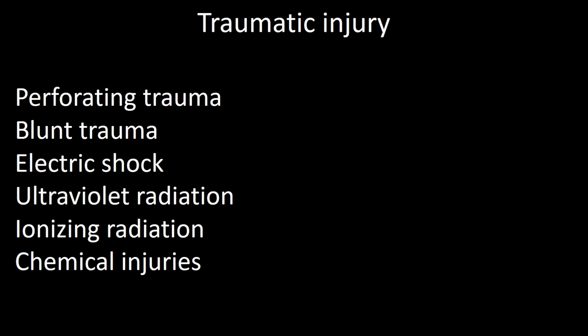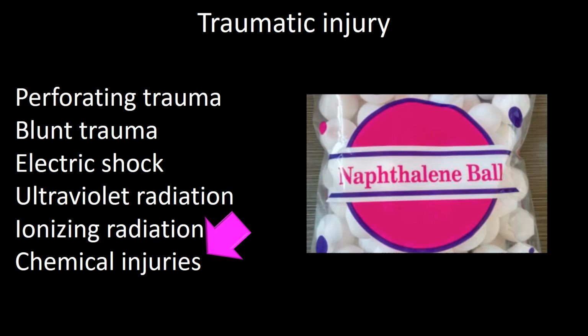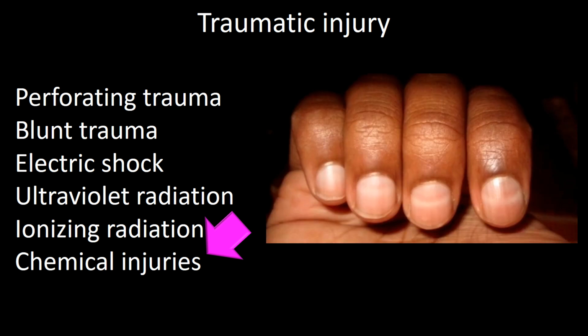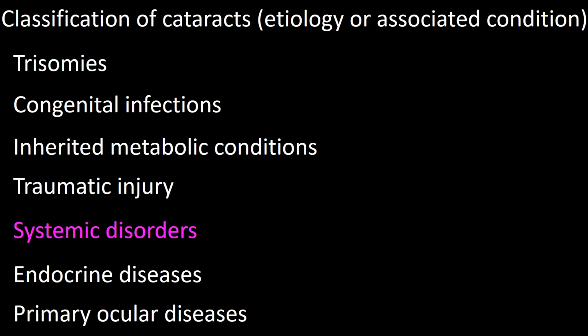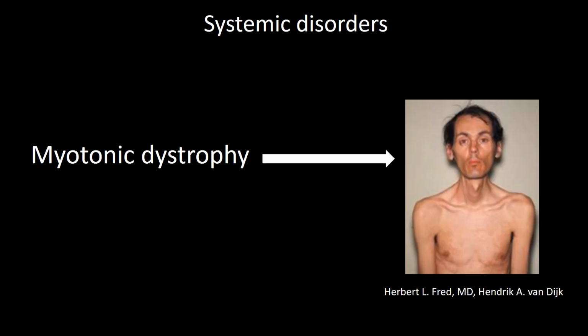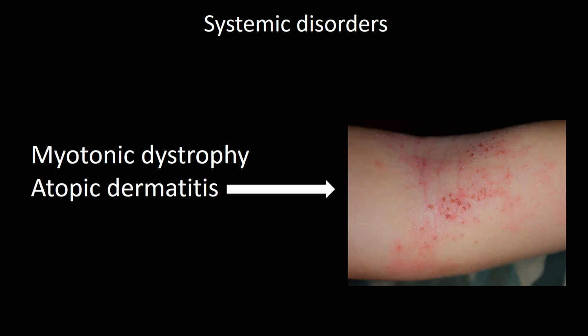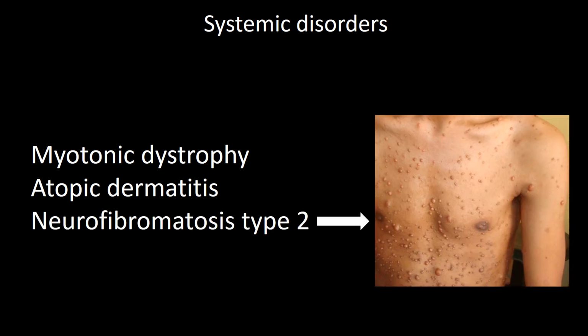This is a list of traumatic injuries associated with the occurrence of cataracts. As you can see, it includes chemical injuries such as exposure to naphthalene and thallium. Notice the midlines in this photograph. This finding is very characteristic of thallium poisoning. Systemic disorders such as myotonic dystrophy, atopic dermatitis, and neurofibromatosis type 2 can be associated with cataracts.